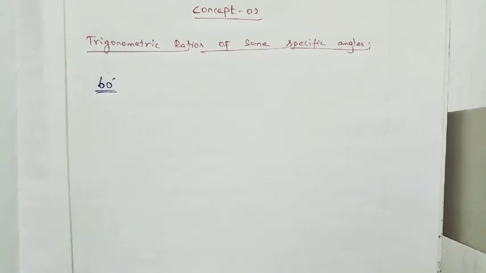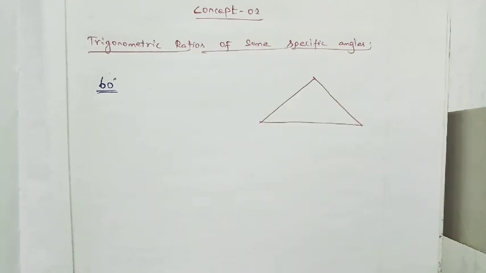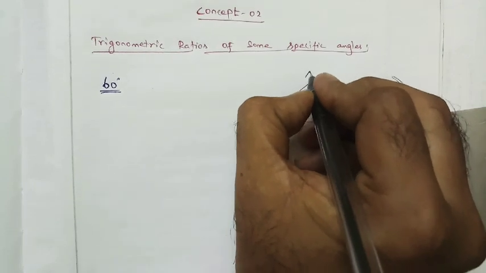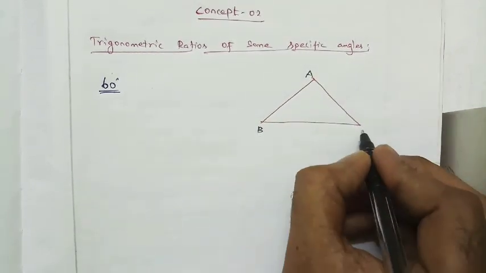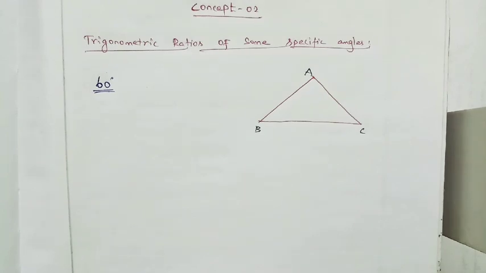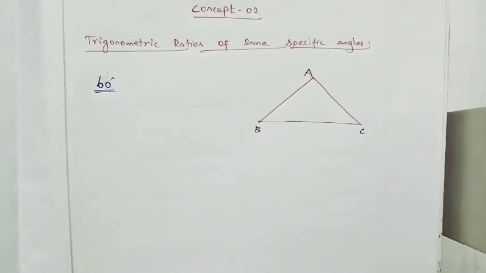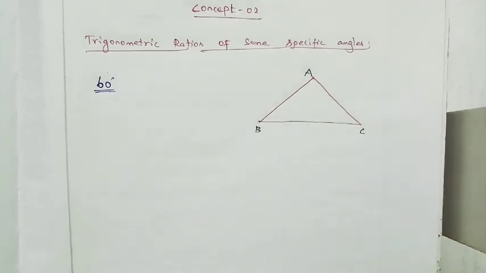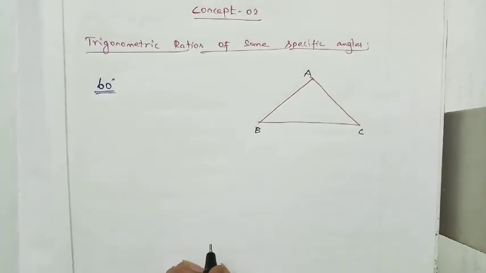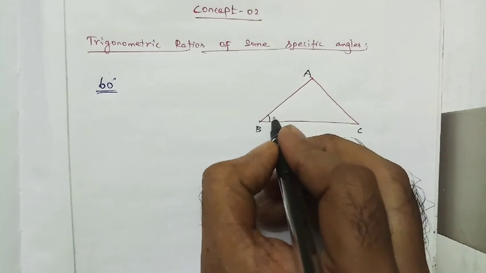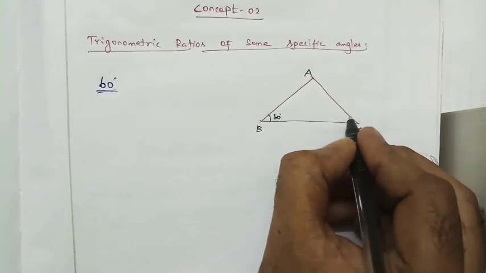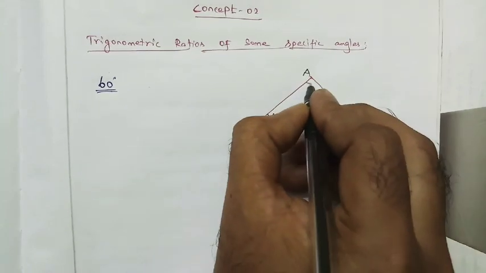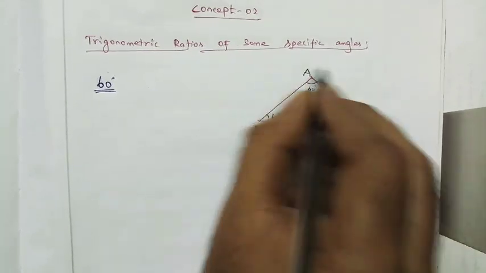So for 60 degrees, first we need an equilateral triangle. First we can draw an equilateral triangle. Here, triangle ABC is an equilateral triangle. Equilateral triangle means all three sides are equal. At the same time, all three angles are also equal. So what is the angle of angle B? 60 degrees. Angle C is also 60 degrees, and angle A is also 60 degrees.